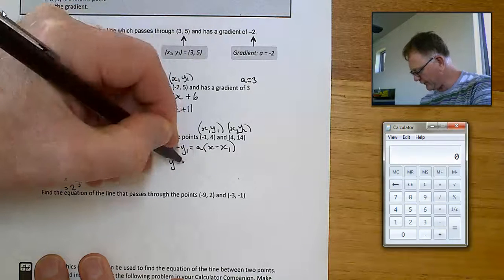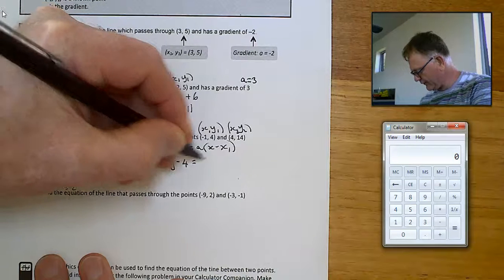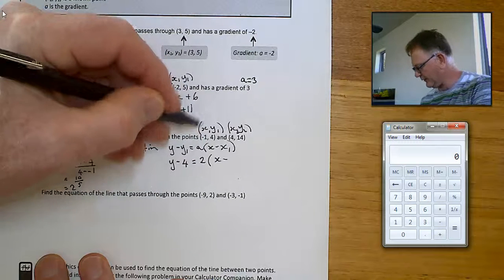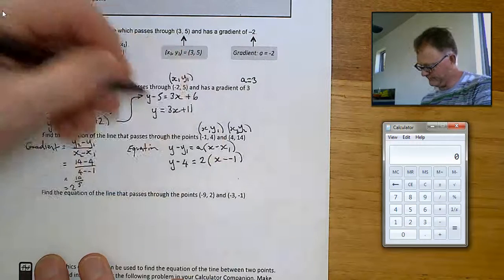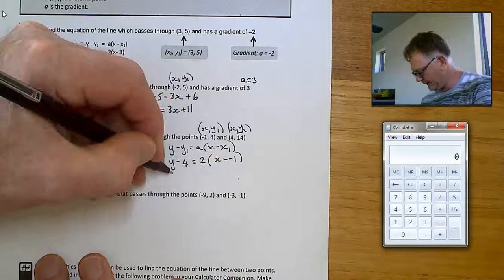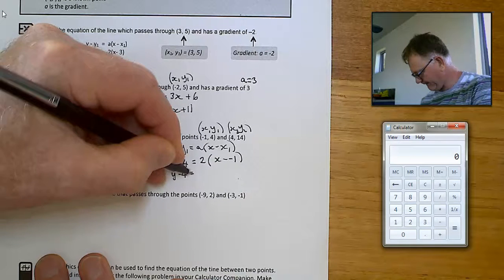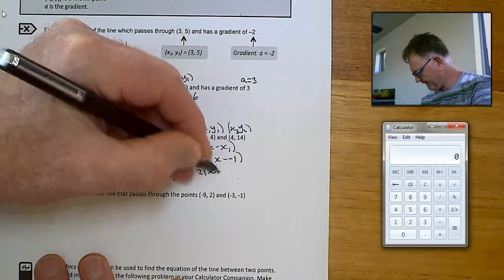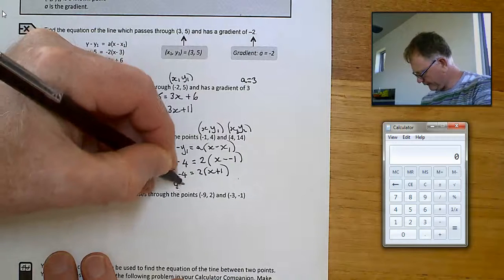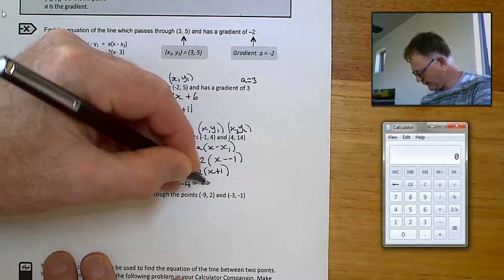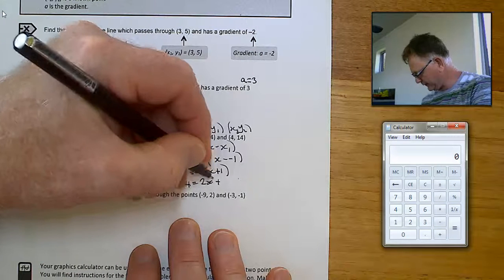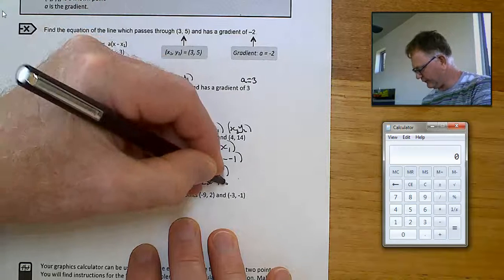y minus y1 is 4 equals gradient 2, x minus x1 was negative 1. Be a little bit careful here, x minus minus 1 means x plus 1. Multiply out the brackets. 2x, remember the 2 applies to everything there. 2 times x is 2x, and 2 times 1 is 2.